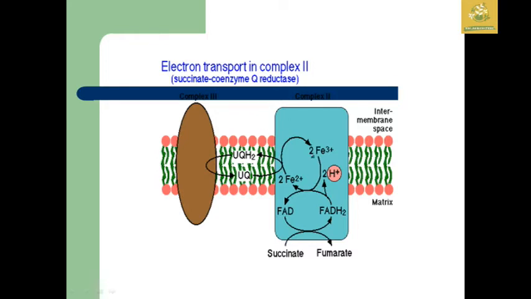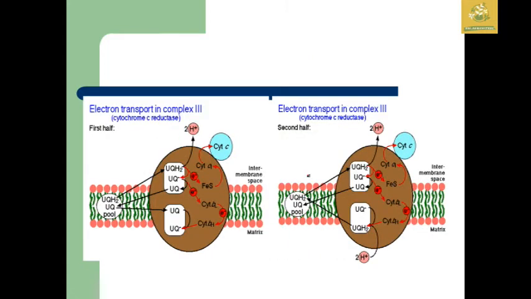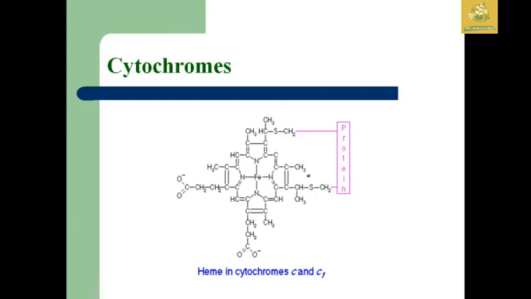I have already told you that the 2Fe3+ is used to react with 2H to form 2Fe2+ components in the reaction. So it's how the electron is transferred from one carrier to another. It's also seen in complex 3 as well as complex 4. After each and every reaction, the iron complex gets reduced in the presence of electrons.